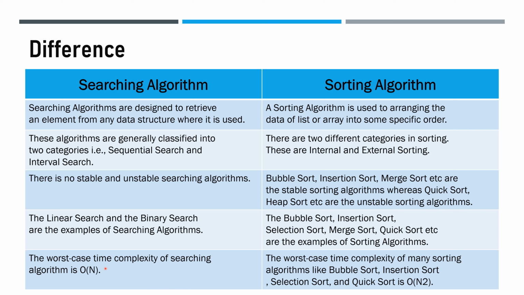The worst-case time complexity of searching algorithms is big O of n, and the worst-case time complexity of sorting algorithms like bubble sort, insertion sort, selection sort, and quick sort is big O of n squared.